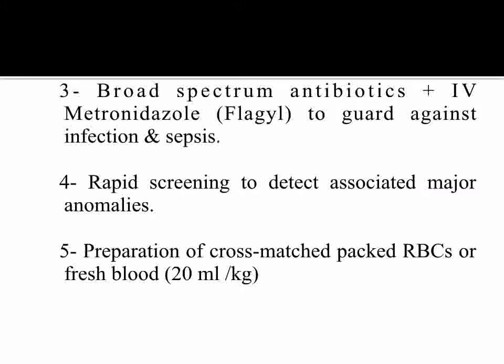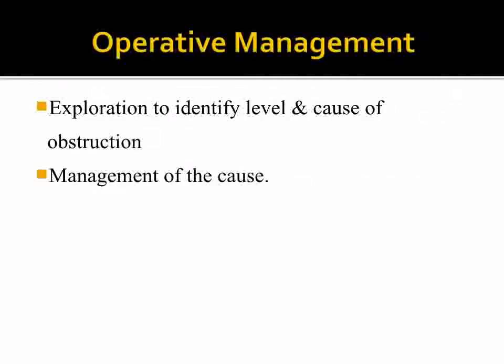As we said, any baby presenting with the picture of congenital anomaly like neonatal intestinal obstruction, we have to search for other anomalies, and the most common is the VACTERL association. This baby is going to have an operation, so we have to prepare blood: a cross-matched bag of RBCs or fresh blood, transfused at a rate of 20 milliliters per kg. After preparing the baby, we will go to the OR.